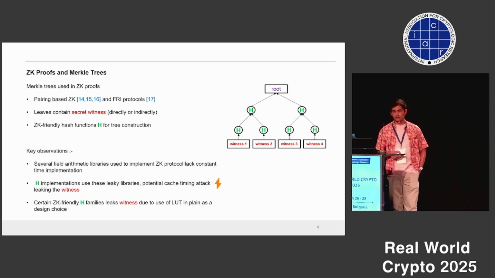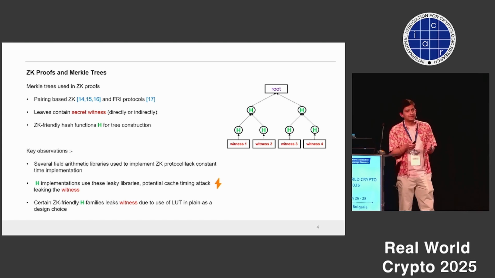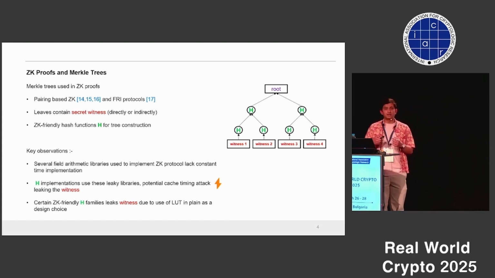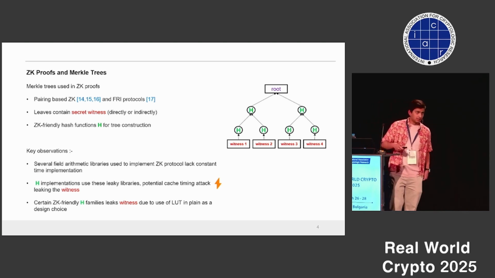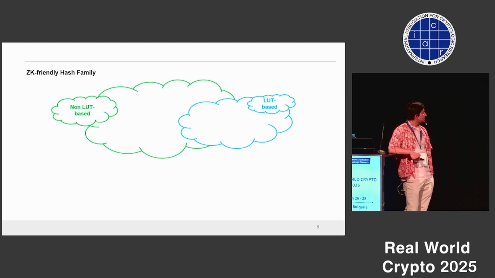Also, interestingly, irrespective of the field arithmetic libraries leaking or not leaking, a certain family of ZK-friendly hash functions, namely the ones which are based on lookup tables in plain for efficiency reasons, will also naturally leak the witness.